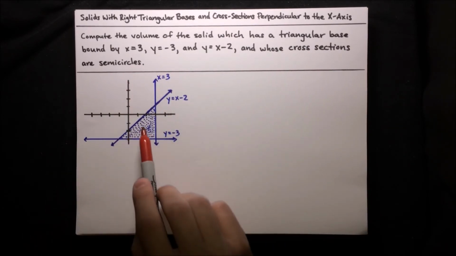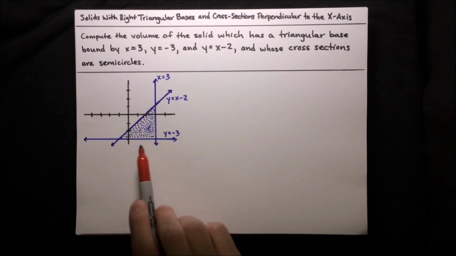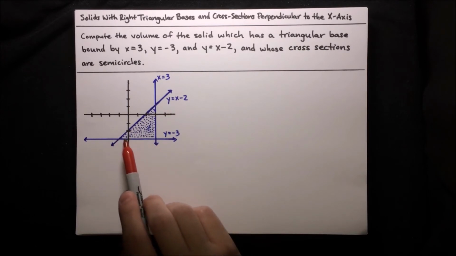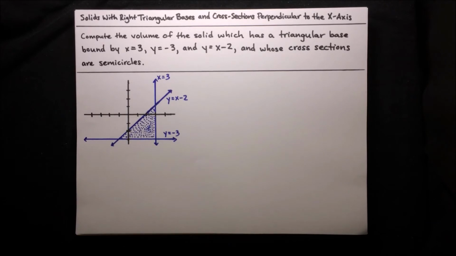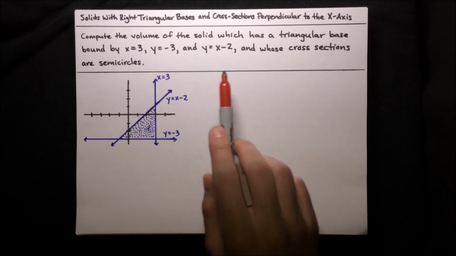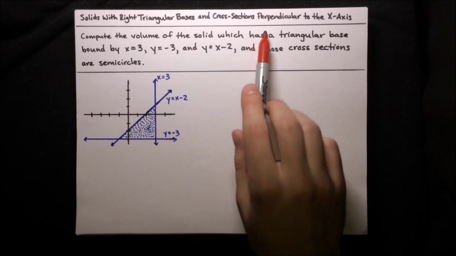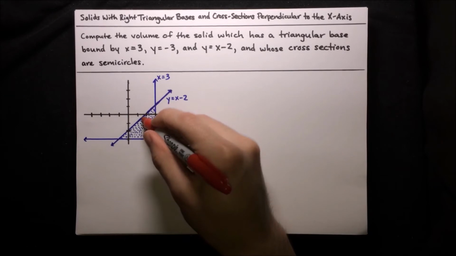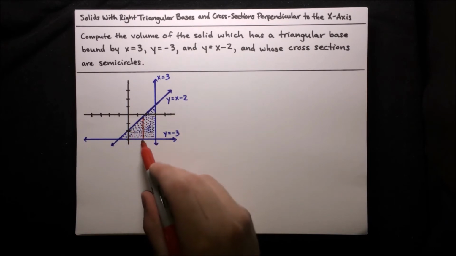We've got a graph here which shows us the base consists of x equals 3, y equals -3, and y equals x minus 2. Those are the bounds, so we're looking at the region inside, which forms a right triangle here that's shaded in. And we want to compute the volume of the solid whose cross-sections are semicircles. These cross-sections run perpendicular to the x-axis, so one of the cross-sections might look something like this. This will be a side of a semicircle, and the semicircle will pop out like this.